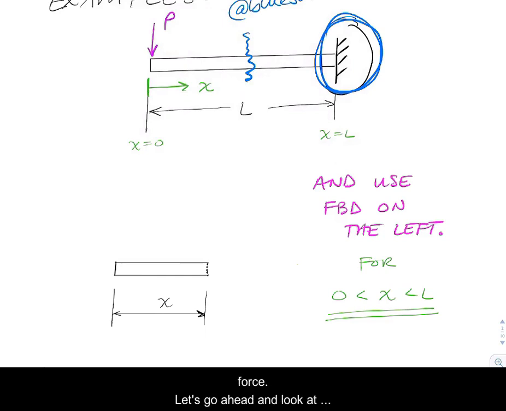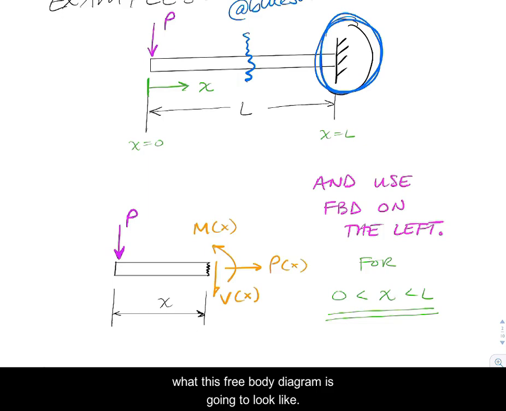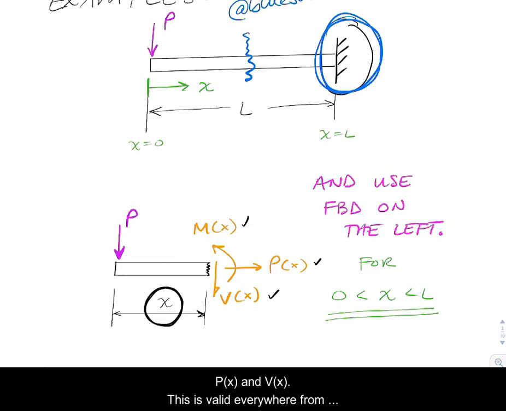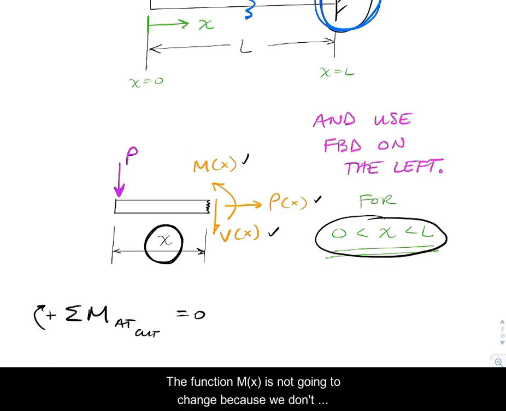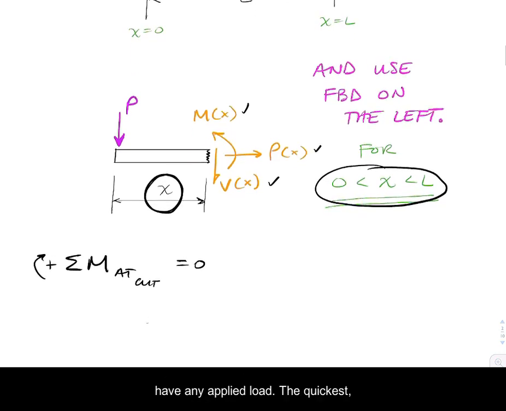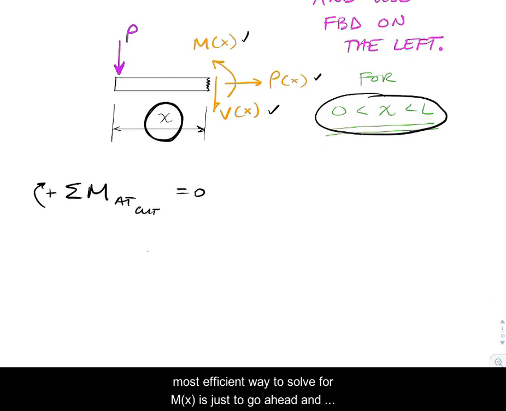So let's go ahead and look at what this free body diagram is going to look like. It's going to have a distance x to it, and what we've exposed at the cut are the three internal forces, m of x, p of x, and v of x. This is valid everywhere from 0 to L, over the entire length of the beam. The function m of x is not going to change because we don't have any applied loads. So the quickest, most efficient way to solve for m of x is just to spin a moment right at the cut.